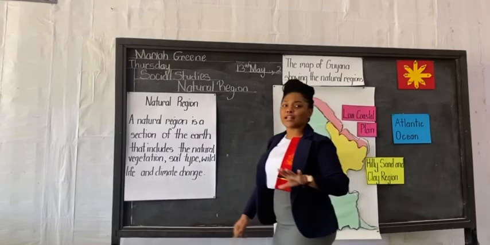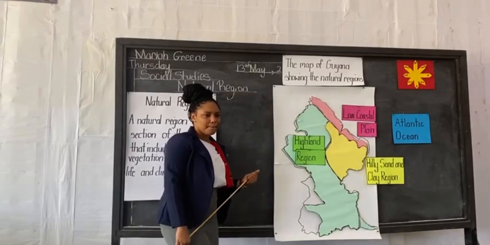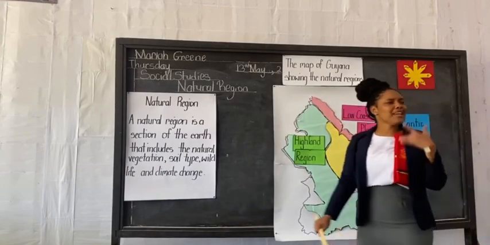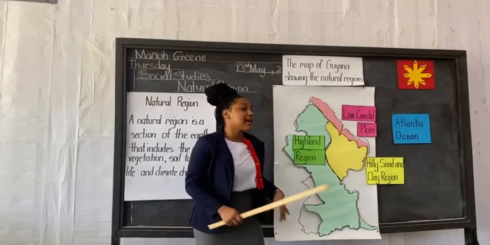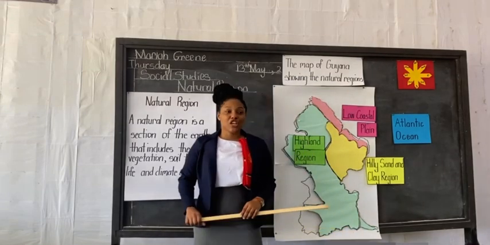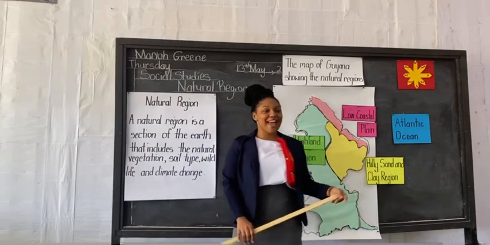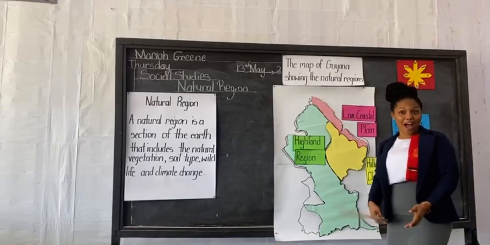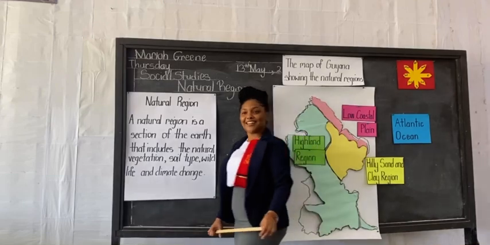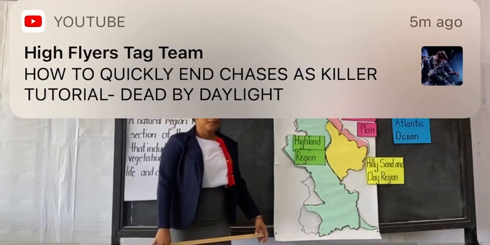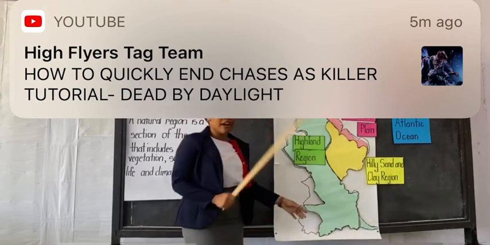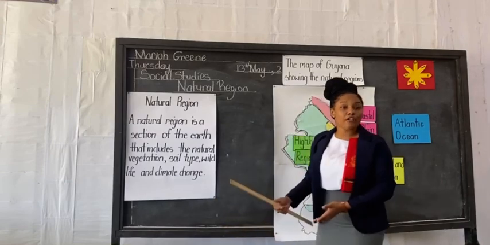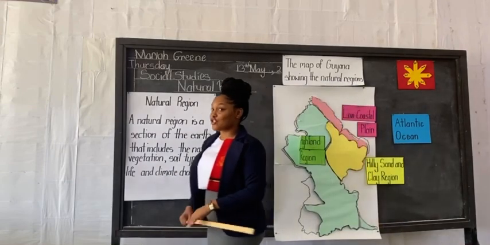So any fun fact about the highland region? Peter is saying that it has a lot of green. Okay, meaning what, Peter? What do you mean by it has a lot of green? James is saying it has a lot of trees. Okay, anyone else? Mark is saying that it's forested. Wow, Mark. Anyone else? So indeed, the highland region is a very forested region, meaning it has a lot of trees, it has a lot of forests. Correct.